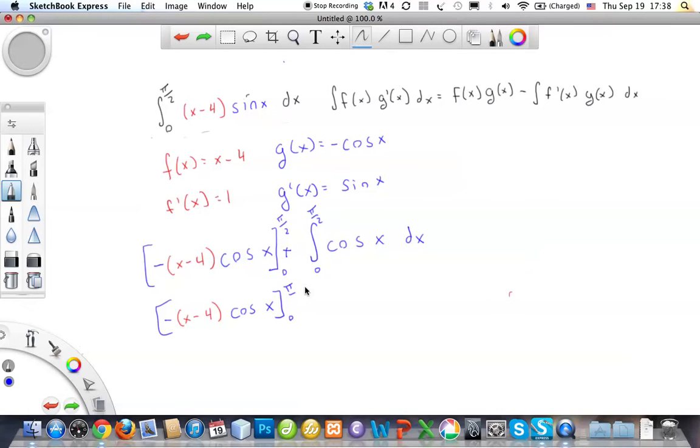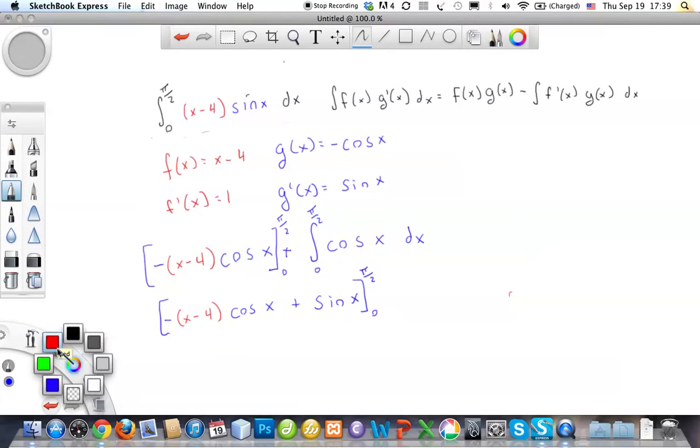So I'm going to get plus the integral of cosine of x, which is sine of x. Okay, so all of this evaluated from 0 to pi over 2.